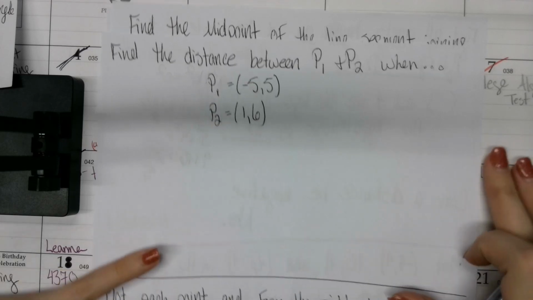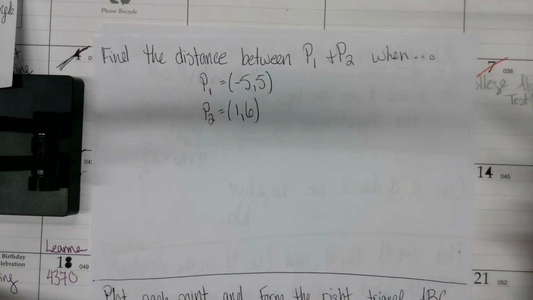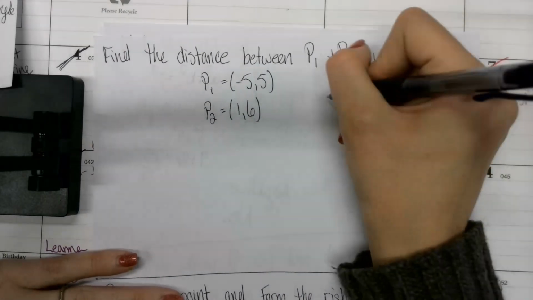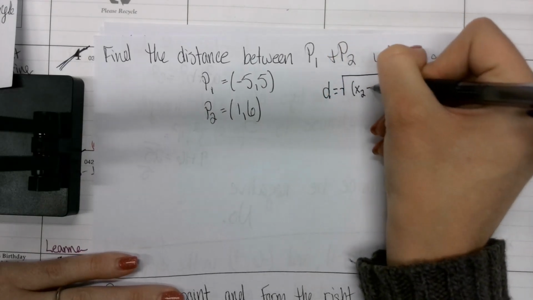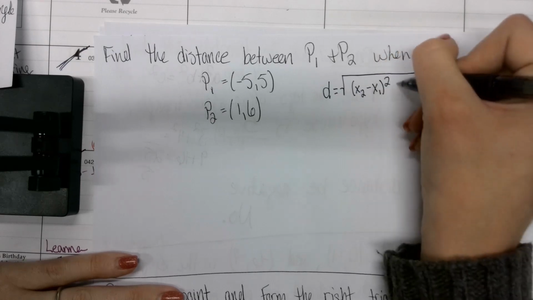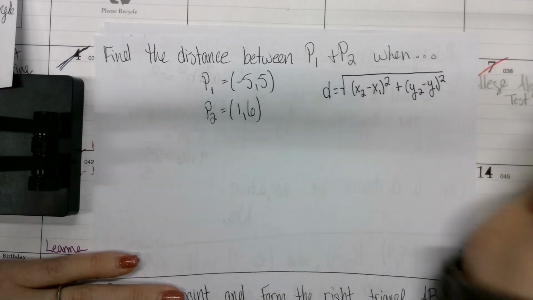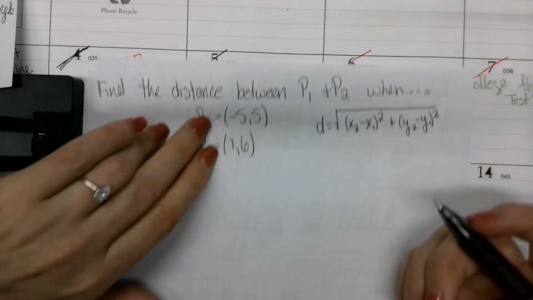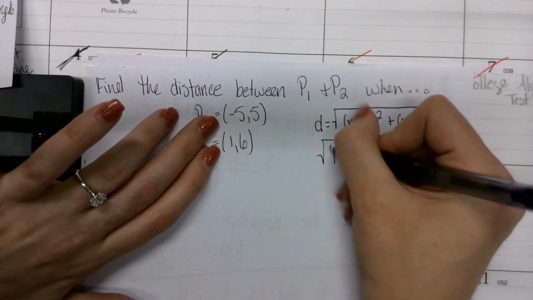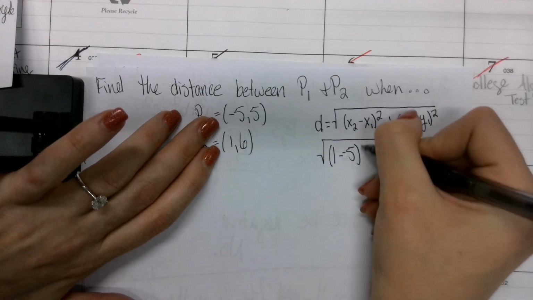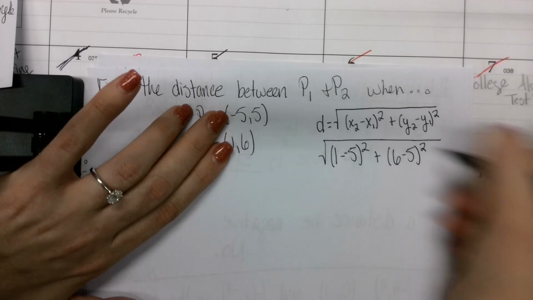Okay, so we're practicing the distance formula now. Find the distance between P1 and P2 when P1 is negative 5, 5, and P2 is 1, 6. So the distance formula is, write it up here again, the square root of x2 subtract x1 squared plus the change in y squared. So x2 subtract x1. So the square root of 1 subtract negative 5 squared plus 6 subtract 5 squared.